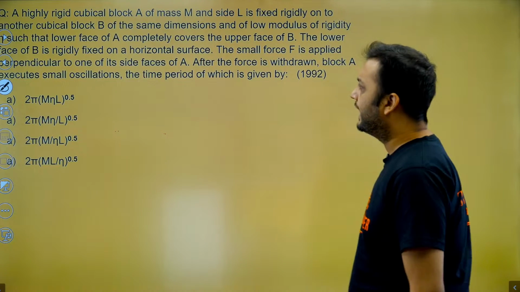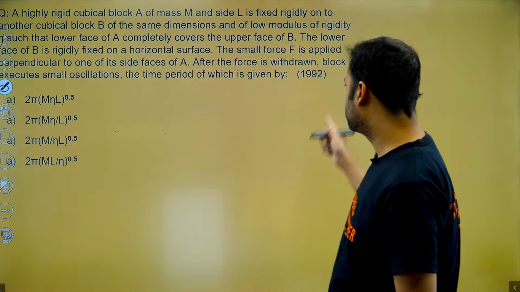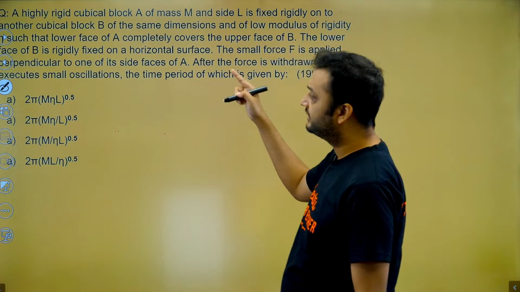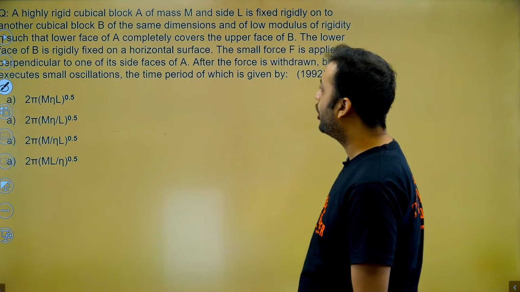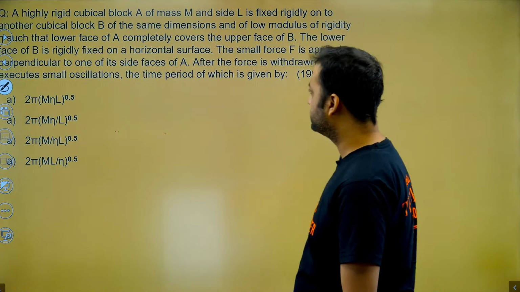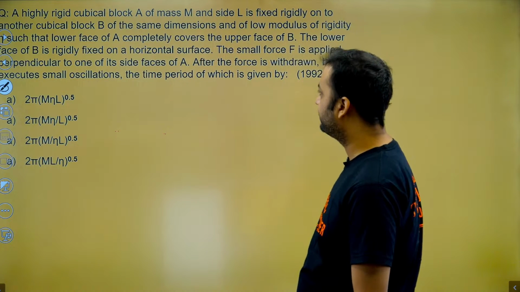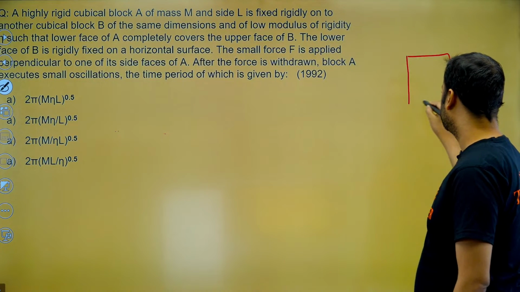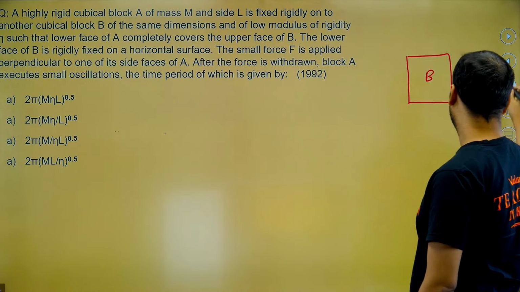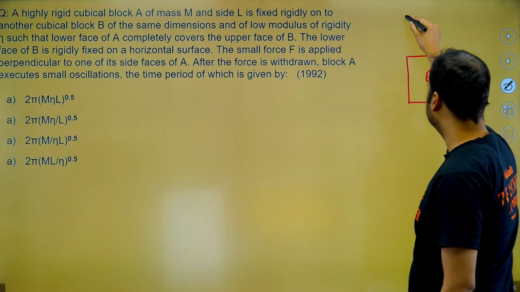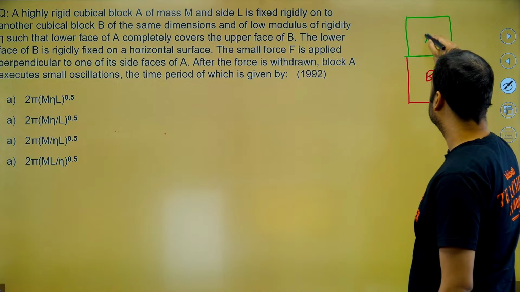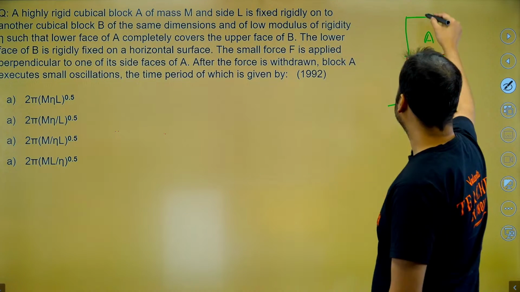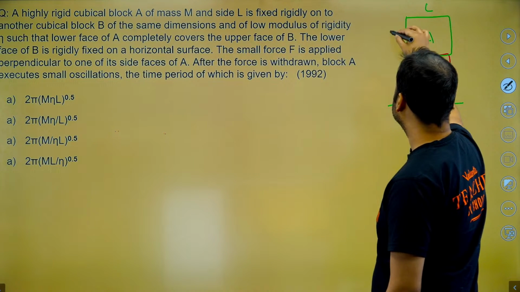See this question. This is a very nice question which came in JEE Advanced 1992. A highly rigid cubical block A of mass m and side length L is rigidly fixed onto another cubical block B of the same dimensions and of low modulus of rigidity eta, such that the lower face of A completely covers the upper face of B. So basically this is block B, and on top of it you have placed another block A. Block A is of side length L and mass m.